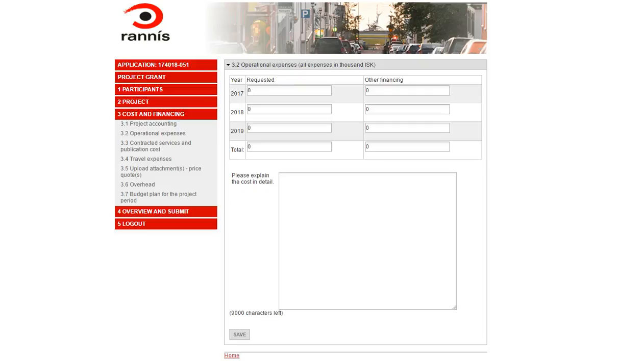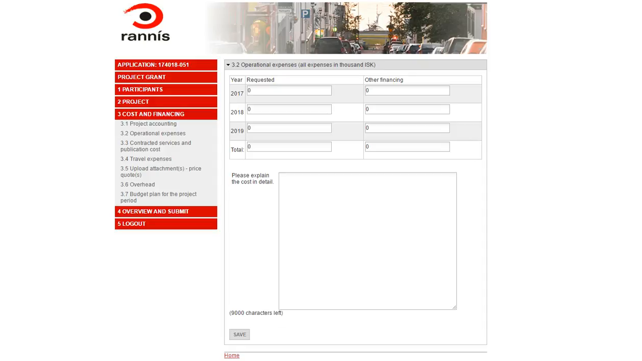In Section 3.2, you will enter the total amount of costs associated with necessary supplies for the project, with the exception of costs associated for contracted services, overheads and facilities. Equipment costs of up to 2 million Icelandic krona can be included in the proposal for the total project period.